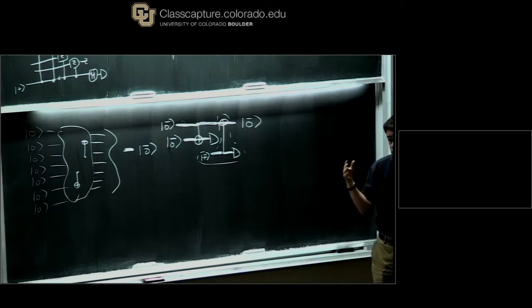So error correction is a pretty big, complicated gadget, certainly much more complicated than the transversal gates that we've seen so far. Okay? Any questions about that?